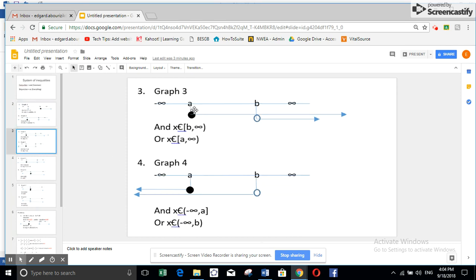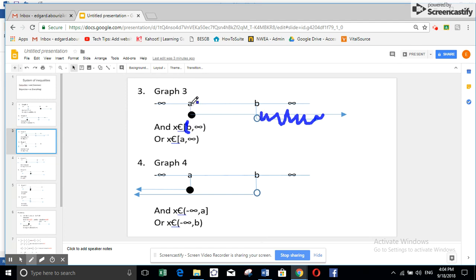Another kind of graph, suppose you get x bigger or equal to A or x bigger than B, and A is smaller than B, so you have this picture. The common between the two will be from B till infinity, because B is not included here, so it must be open. So it's open B till infinity, because B exists in the first line but it is not in the second, so we don't take it, so we open it.